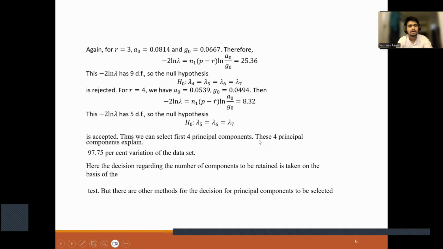These four principal components explain the maximum variation, that is 97.75% of the variation of the dataset. Here the decision regarding the number of components to be retained is taken on the basis of the test, but there are also other methods to select the principal components.